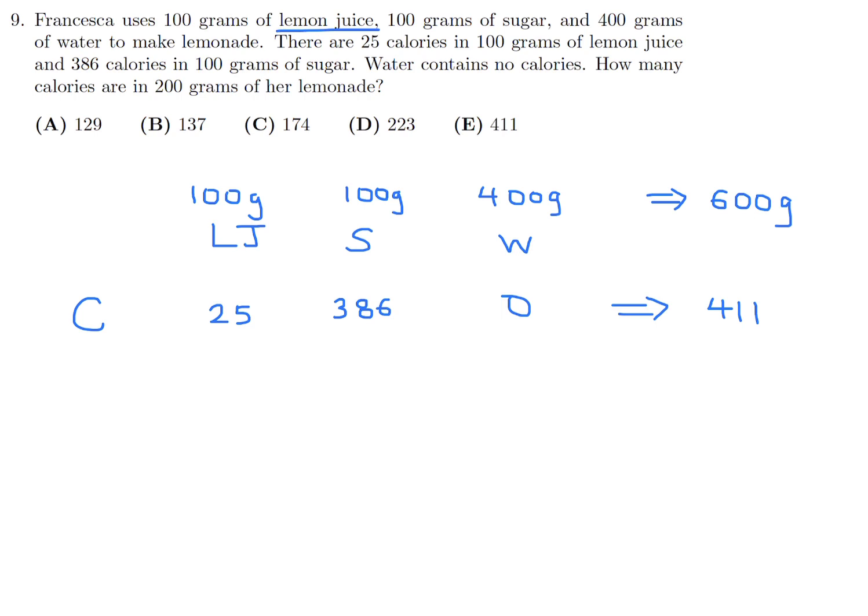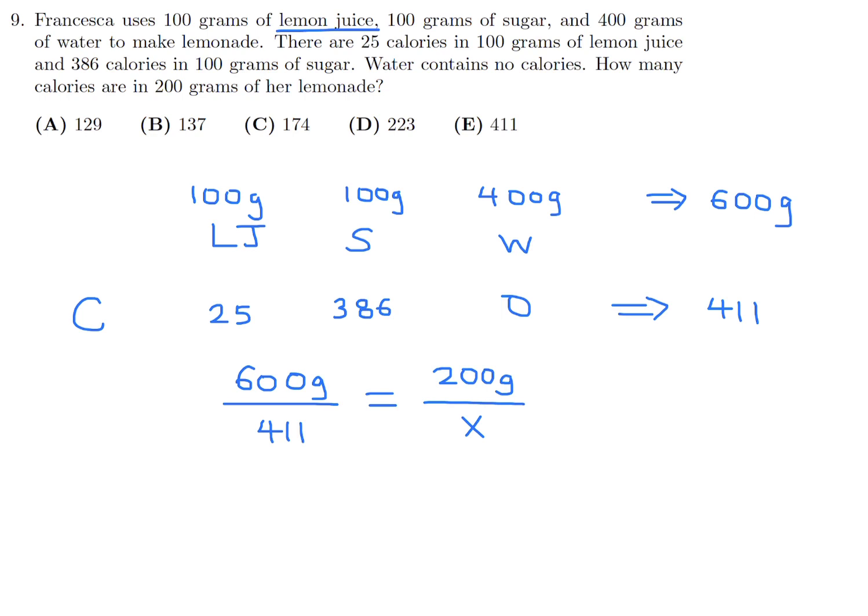All right? So we've got a little bit of a relationship. 600 grams over 411 calories. And that is the ratio. Now, they tell us that they want us to figure out the number of calories in 200 grams of lemonade. All right, I'll represent that as x. So this is my mathematical equation for this question.